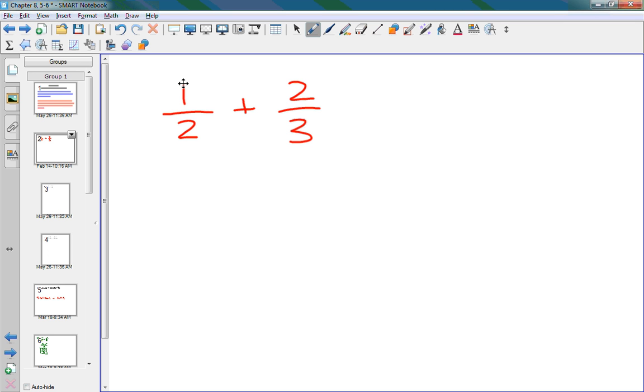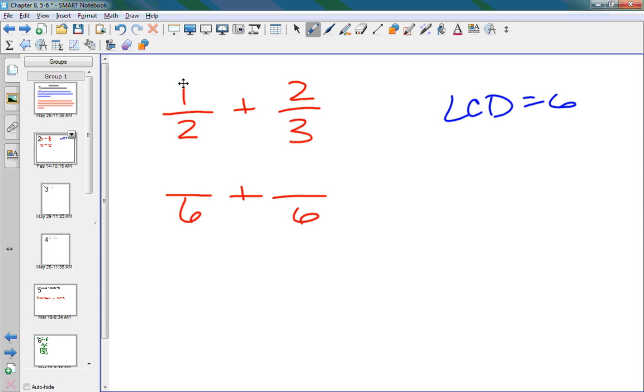If I have 1/2 plus 2/3, 1/2 is the boy, 2/3 is the girl. They meet, they like each other. They find that they have things in common. What is in common between 2 and 3? 6. So what you're telling me is their LCD is 6. That's what they have in common. So what we have to do is write their denominators so that they have things in common, so they are recognized as being the couple. Does that make sense?